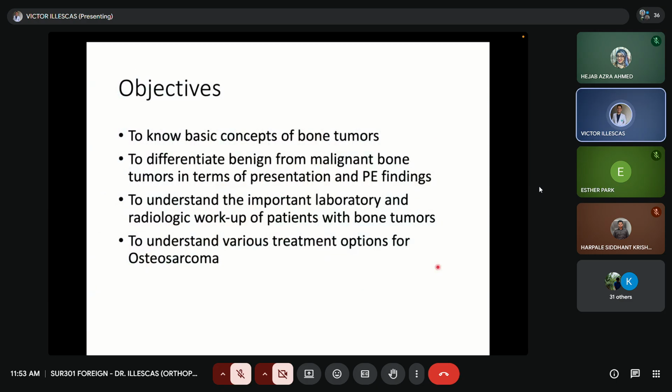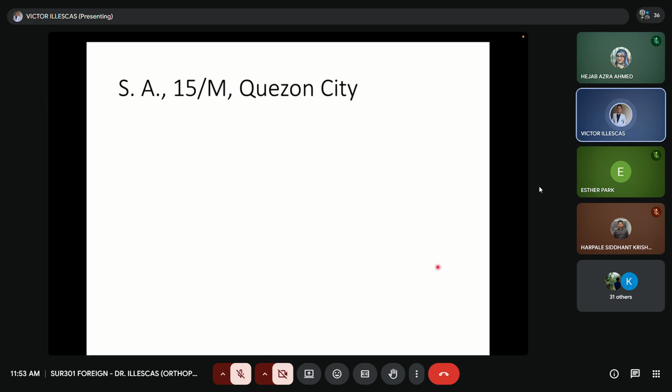Let's go to tumors. You want to know the basic concepts of tumor, differentiate between benign and malignant process, understand the importance of the laboratory workups and radiographic workups, and understand the various treatments of tumor processes.